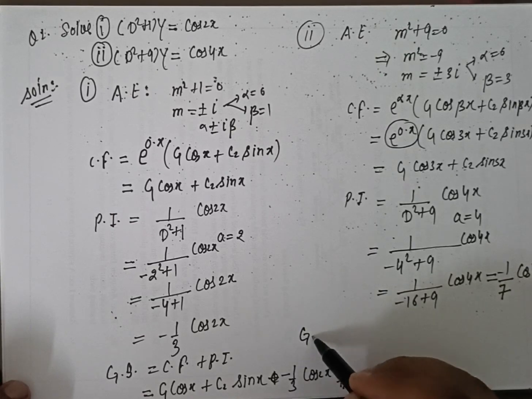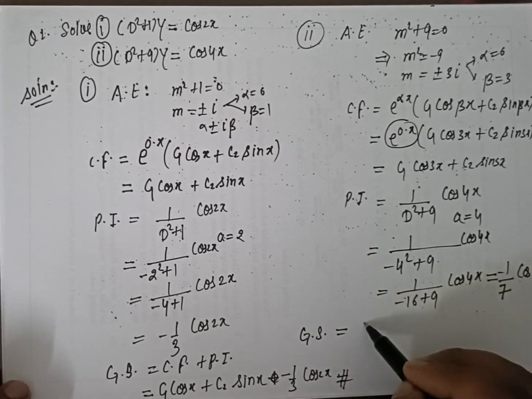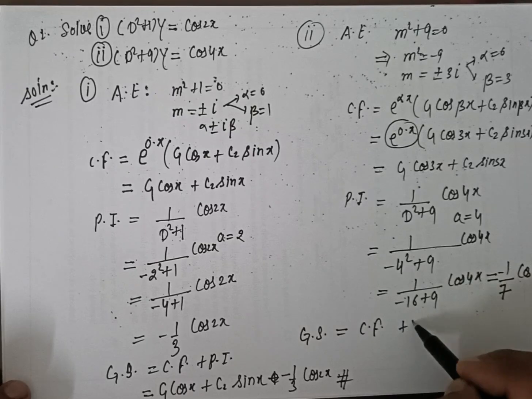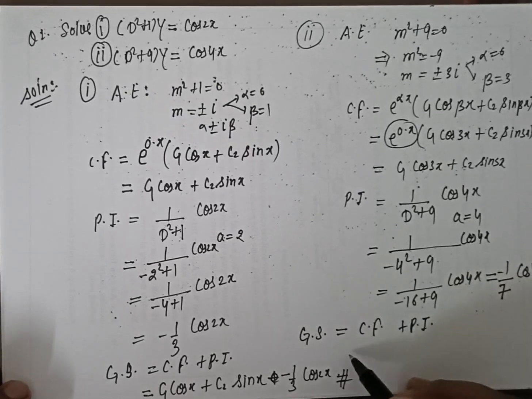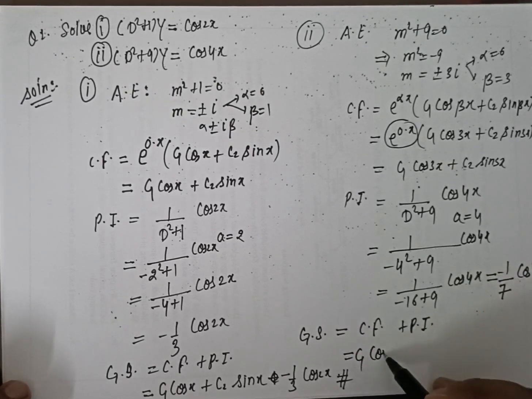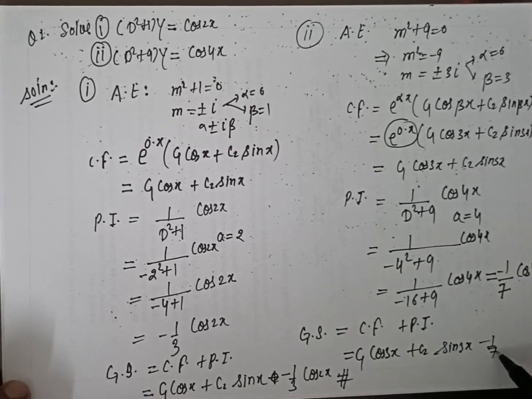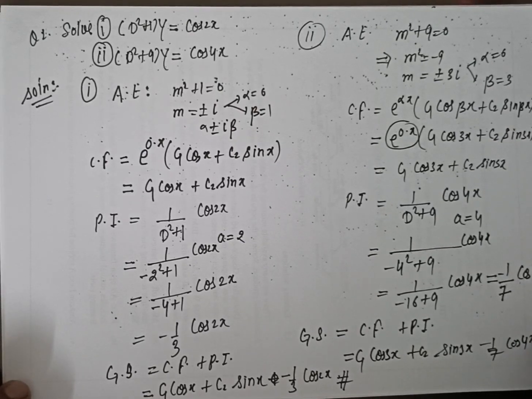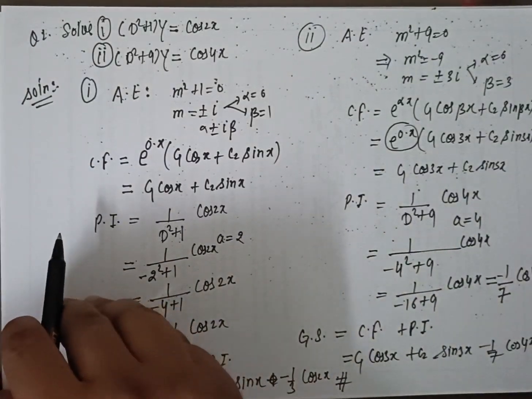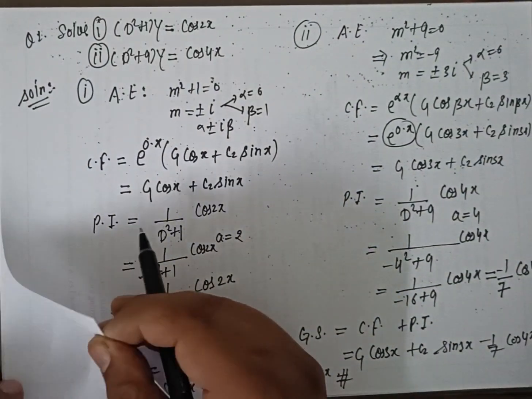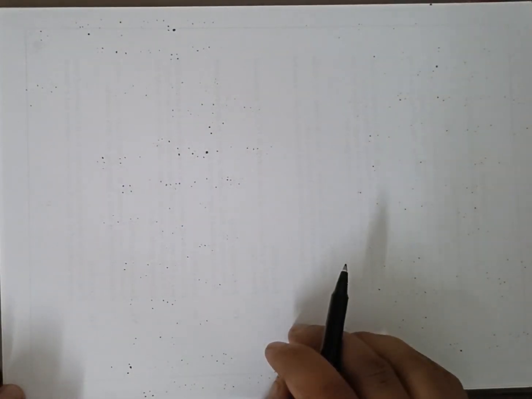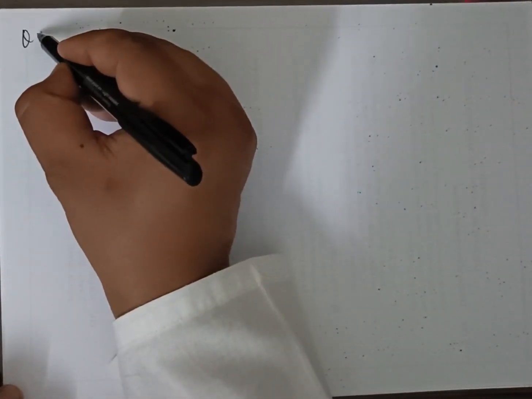And what about the general solution? So general solution will be decided as complementary function plus particular integral, and the complementary function is c1 cos 3x plus c2 sin 3x, and then minus 1 by 7 cos 4x. So these are the two parallel questions to understand the PI and the CF in case of cos x and sin x. Now we deal with a question of a different flavor, like question number 2.